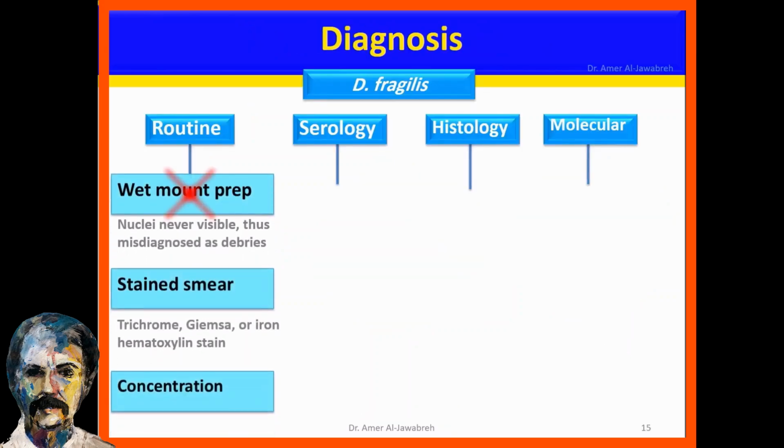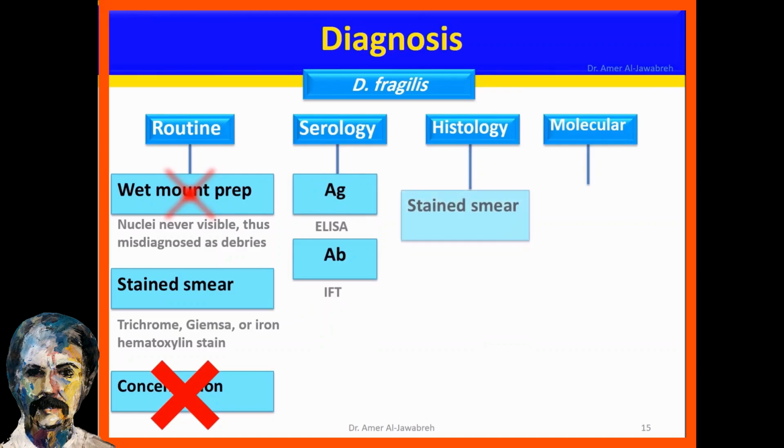Diagnosis: wet mount preparation is not good to use because it's not going to give you any added value. The parasite looks like the background with debris and artifacts, so don't use it. A stain smear is much better. If you suspect that you are dealing with Dientamoeba fragilis, then make a stain smear. Trichrome, Giemsa, iron hematoxylin, any of these. This is the easiest, and these two are demanding. Don't do concentration, because concentration and flotation are usually for cysts. And here we don't have cysts. So stain is the best here. You have to stain.